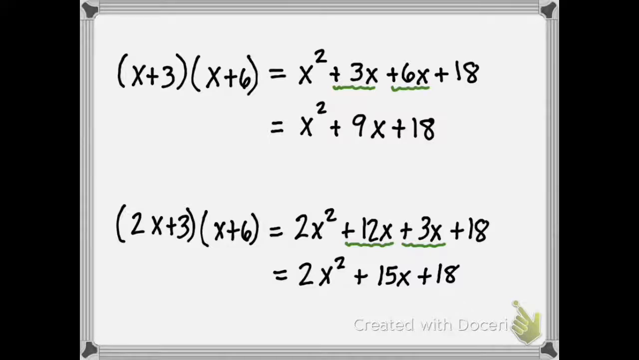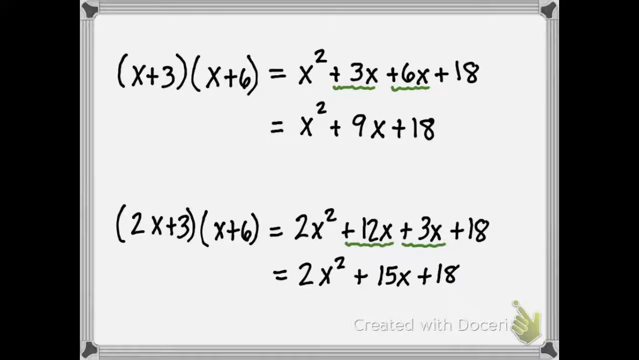So when we multiply first together, x times x will give us the x squared. Outside, x times positive 6 will give us this plus 6x here. Inside, positive 3 times x is the positive 3x here. And then last, 3 times 6 will give us the 18. Right? And we are going to combine the like terms in the middle. 3x plus 6x is 9x.